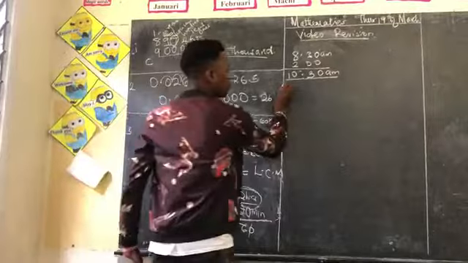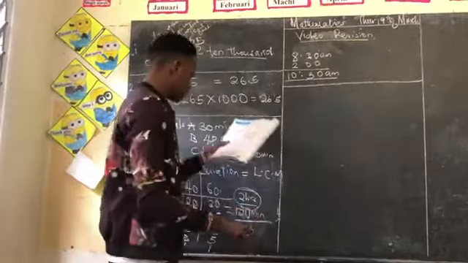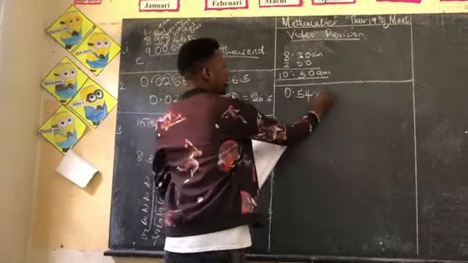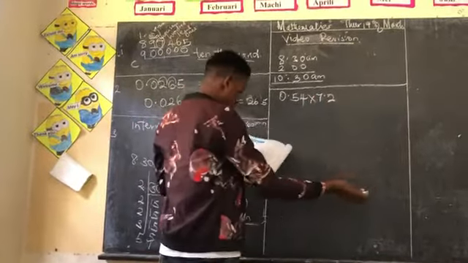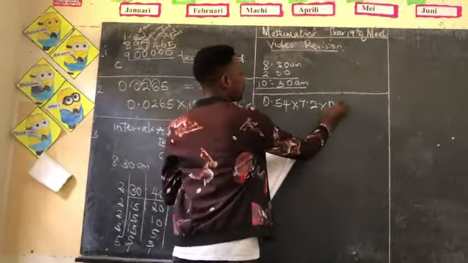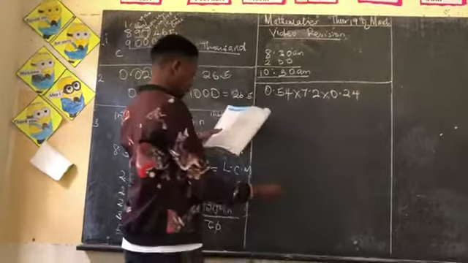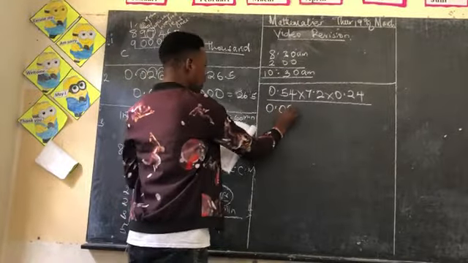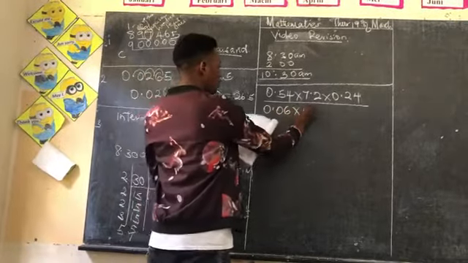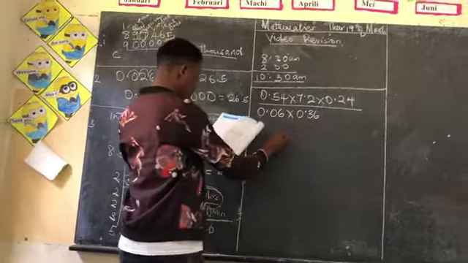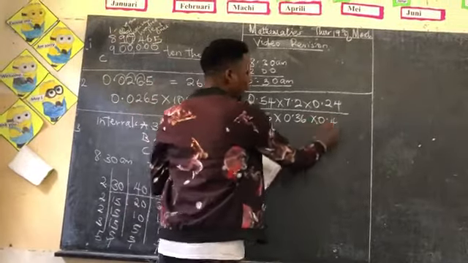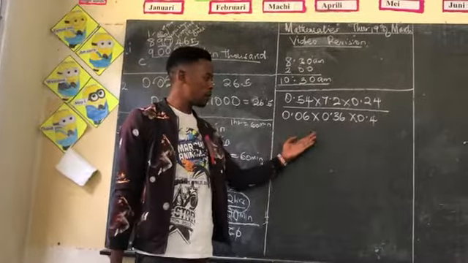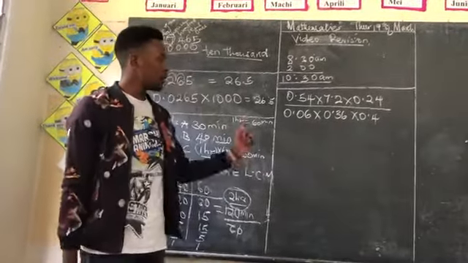Let's go to number 4. Number 4, the question was 0.54 times 7.2 times 0.24, that one divided by 0.06 times 0.36 times 0.4. I'm happy that this question registered so many passes. Most of you were able to get this sum correct.